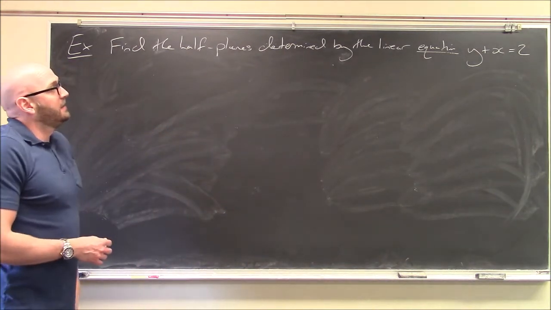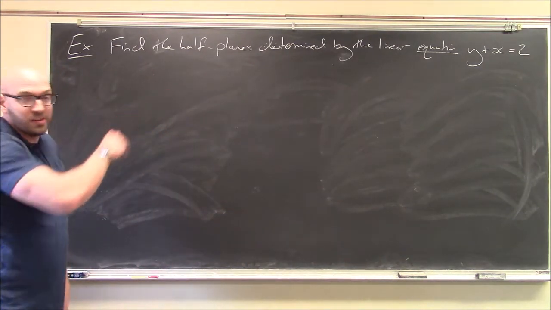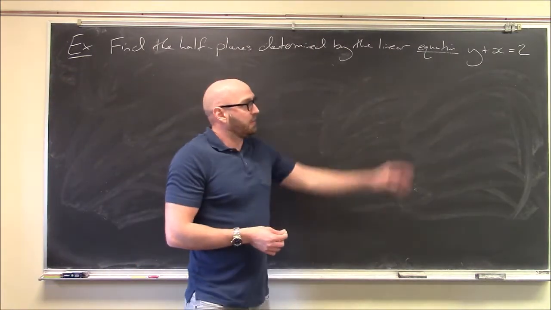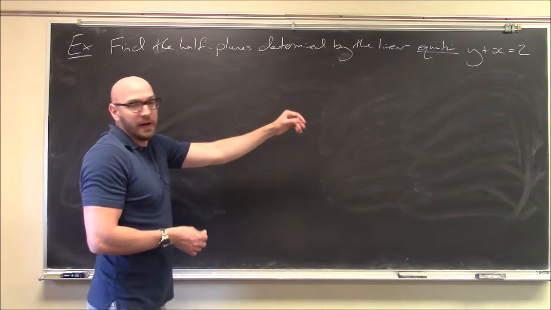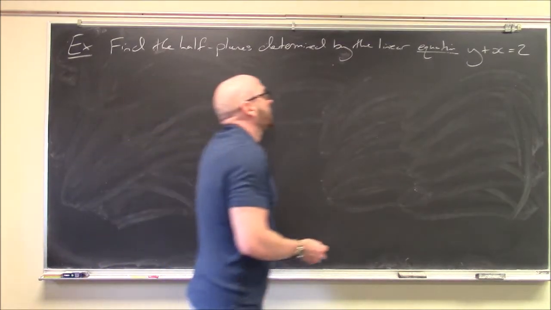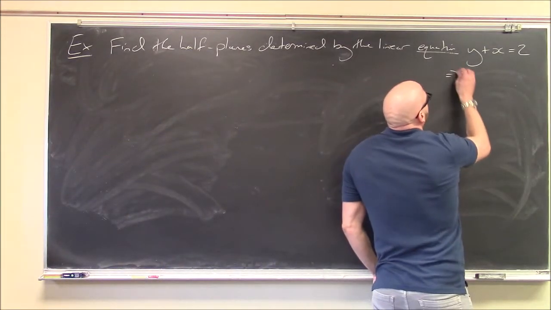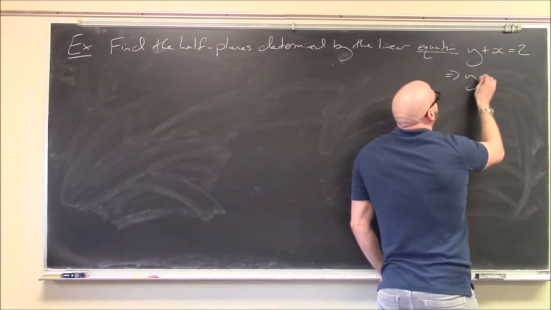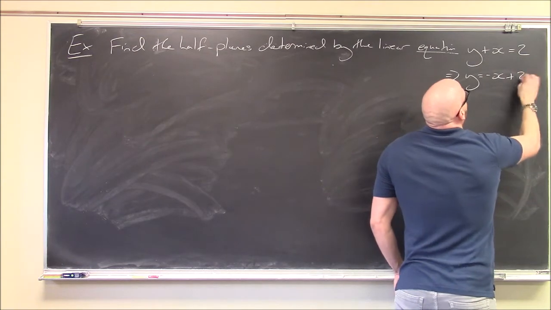And let's see, I want to graph this. I know this is linear, so I know it's a line. Couple of ways I could do this. I could just find any old 2 points on the line. How about the x and y intercepts? That would be easy enough. But how about I just write this in slope-intercept form? This would be y equals minus x plus 2.